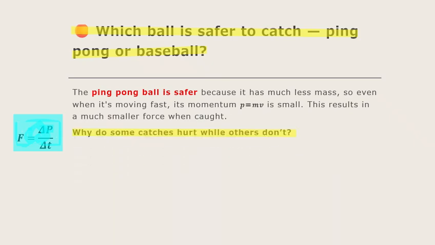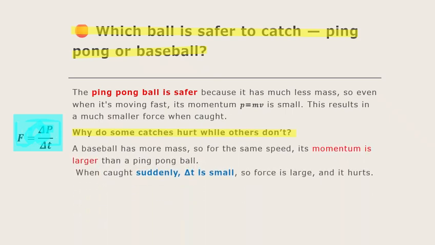Another question I asked was, why do some catches hurt while others don't? A baseball has more mass, so for the same speed its momentum is larger than a ping pong ball. The speed is the same, but the momentum is larger. So when you catch, suddenly the time t is very small. If the time is small, the force will be larger because these two are inversely related.